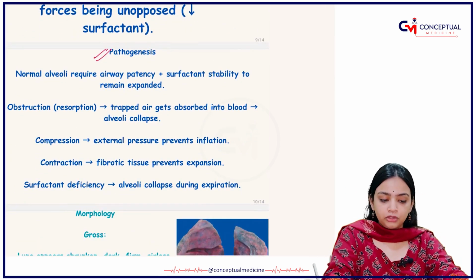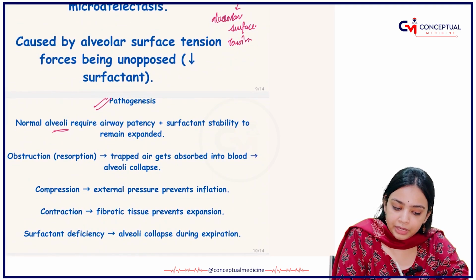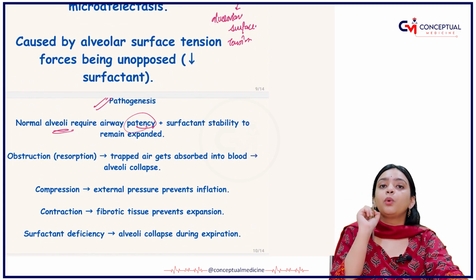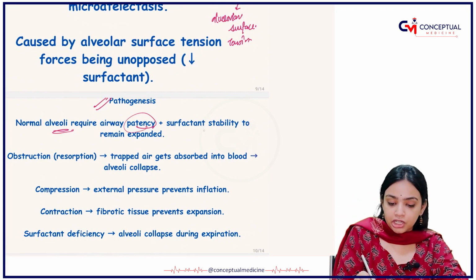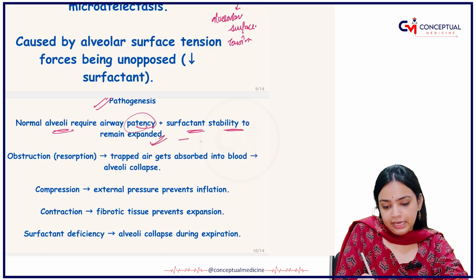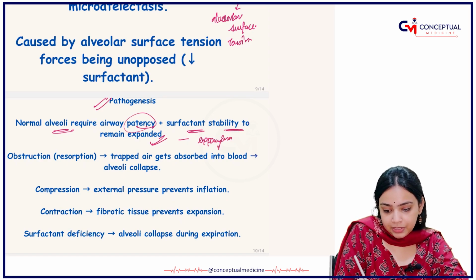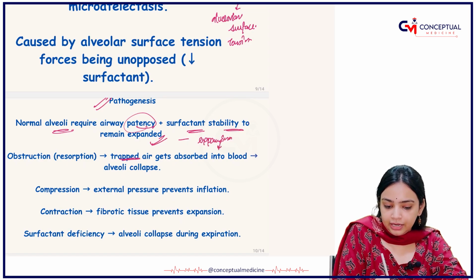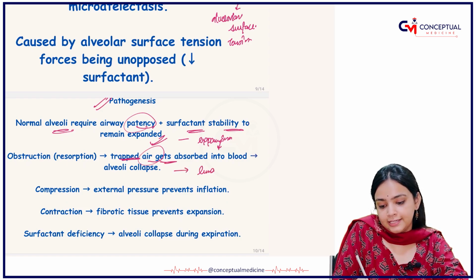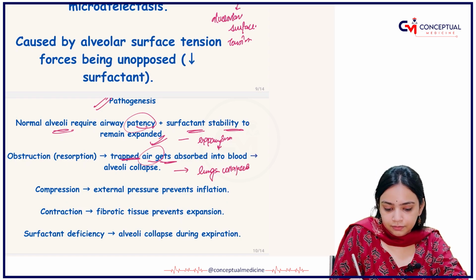Next, let's talk about the pathogenesis. So what happens in the pathogenesis? There is a normal alveoli, and then foreign antigens attack the body and the surfactant expands. There is expansion of the surfactants, the air gets trapped and the lungs get collapsed.